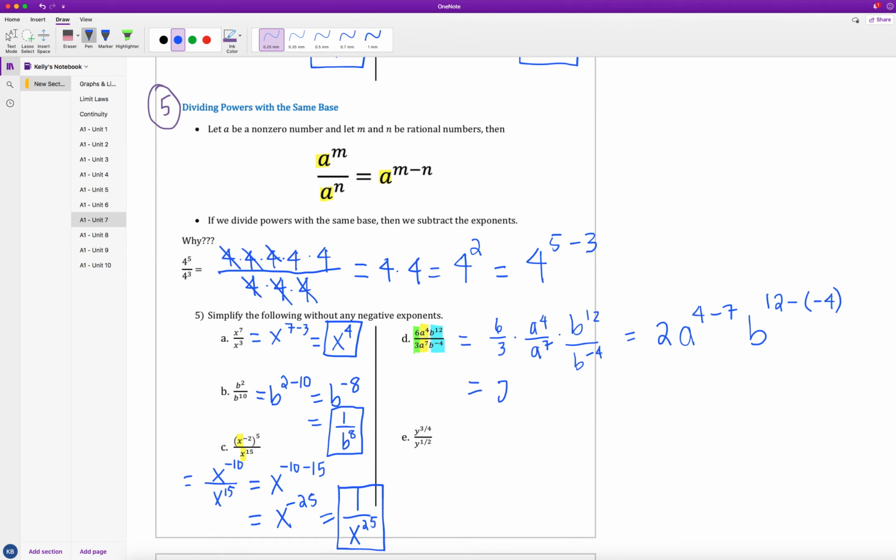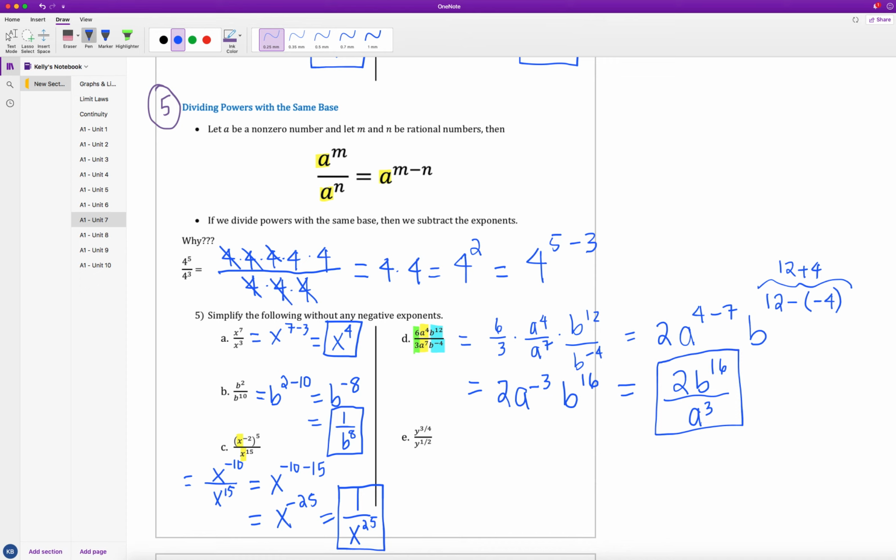To keep simplifying this, the 2 I can't combine with anybody else, so 2 is still there. I have a to the negative 3rd, and then we'll end up with b to the 16th, since this will end up giving me 12 plus 4 when I have the 2 negatives. The last thing to do from here is to deal with that negative exponent. So the 2 and the b both have positive exponents, so those will stay in the numerator, but the a to the negative 3rd will flip down to the denominator and become a to the positive 3.